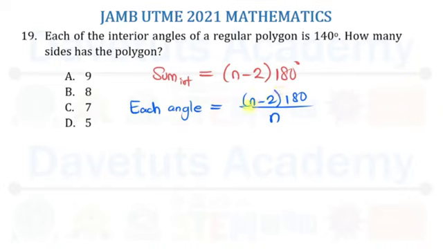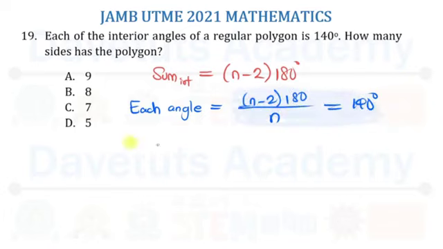Okay, so this is what they have given us to be 140 degrees. You can see the total that each of the interior angles is 140 degrees. So if we are looking at this, we are looking for a means to find the number of sides, which is n of the polygon. I think this equation is sufficient for us to find that.